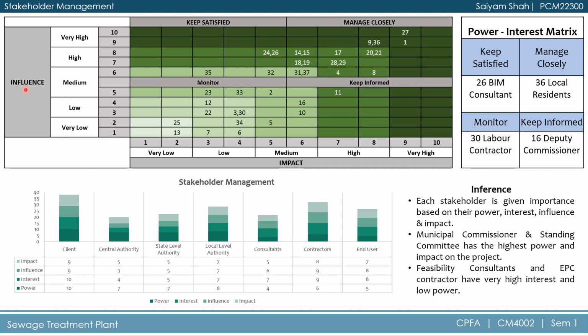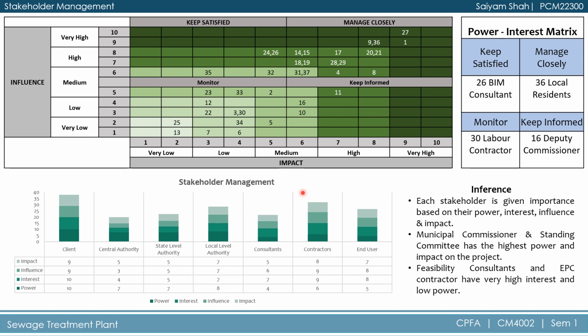Similarly, the third matrix is the influence versus impact matrix, in which beam consultant is under the keep satisfied section, and local resident is under manage closely, which has high impact and high influence on the particular project. Then labor contractor will be under the monitor section, and deputy commissioner will be under the keep informed section.